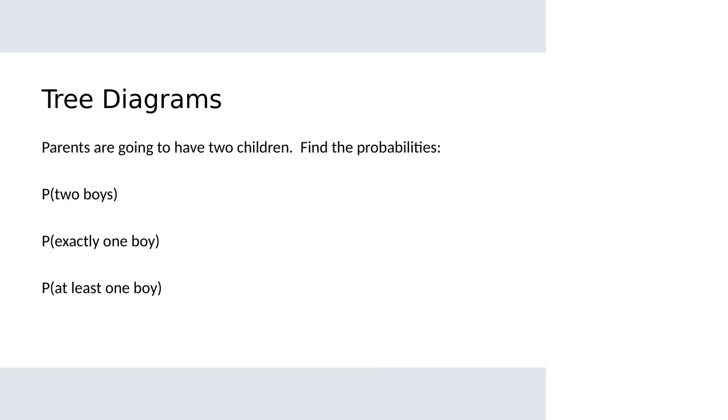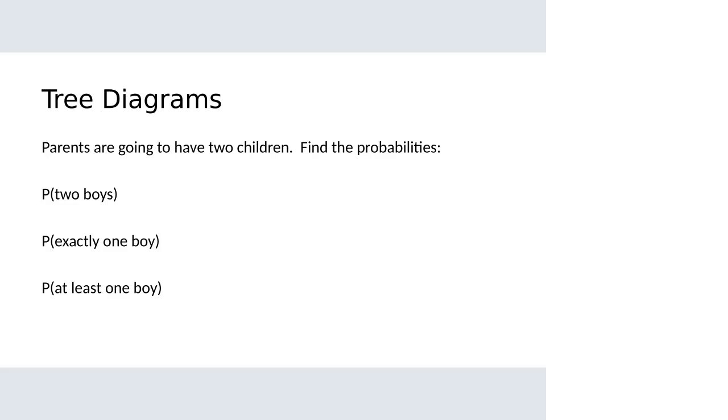Parents are going to have 2 children. Find the probabilities for the probability of 2 boys, the probability of exactly 1 boy, and the probability of at least 1 boy. So those are the types of questions we can answer with our tree diagram.